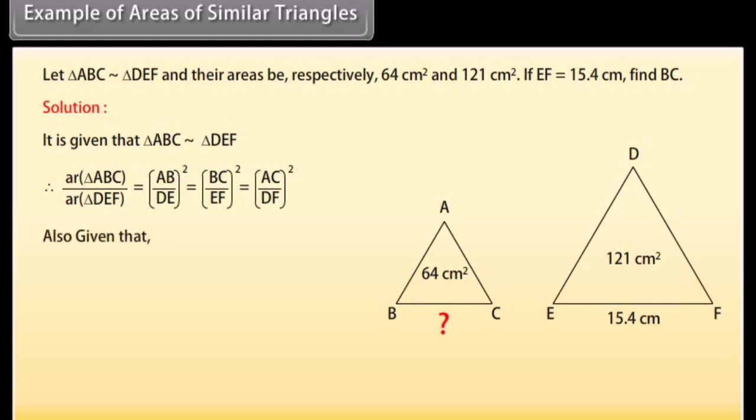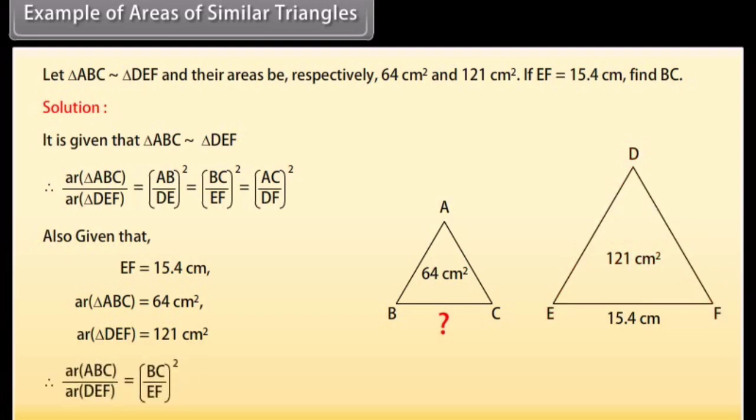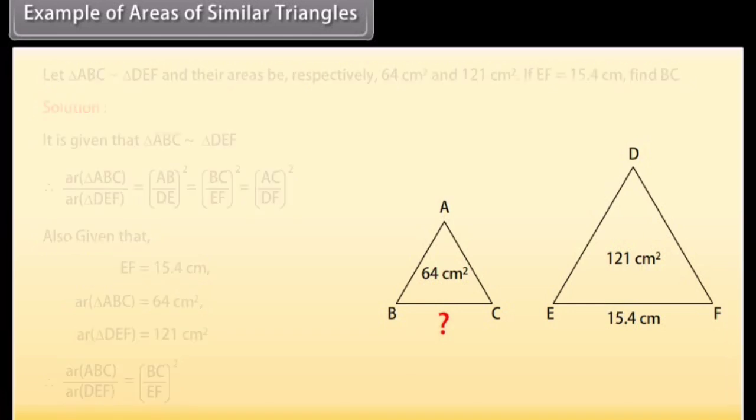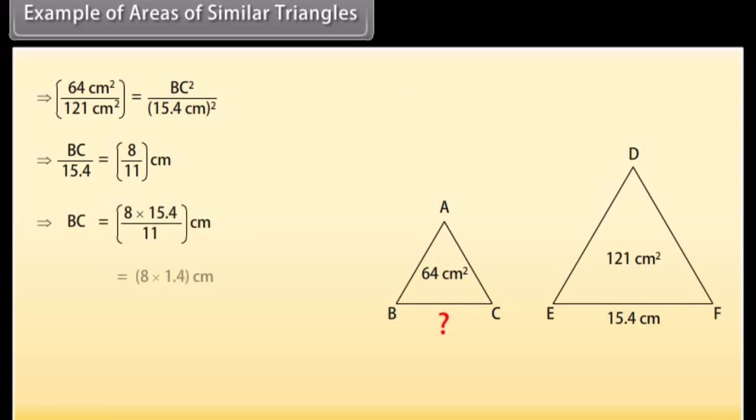Also, given that EF equals 15.4 centimeter, area of triangle ABC is 64 centimeter square and area of triangle DEF is 121 centimeter square. Therefore, area of triangle ABC upon area of triangle DEF is equal to BC upon EF whole square. Now, by substituting and calculating the values, we get BC as 11.2 centimeter.